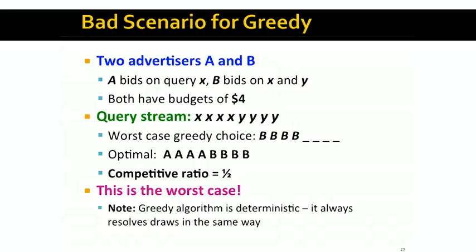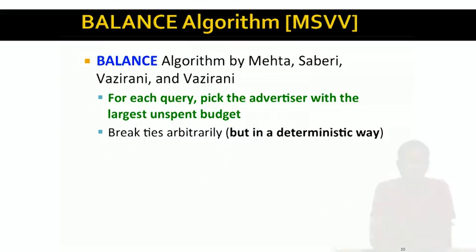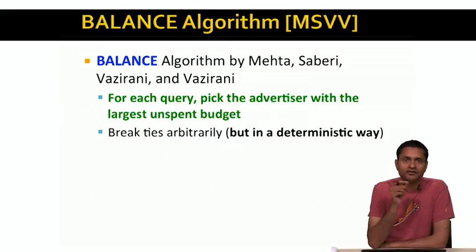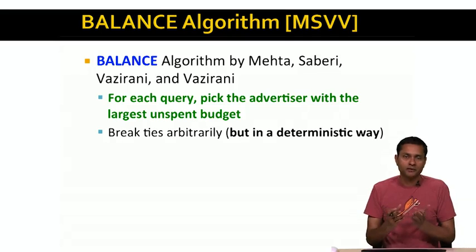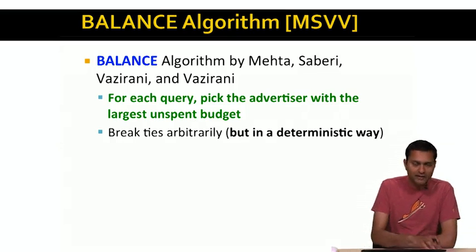And it turns out that there is, and it's a very simple algorithm called the balance algorithm. The balance algorithm uses a very simple heuristic. For each query, it assigns that query to the advertiser with the largest unspent budget, or the largest balance, hence the name, the balance algorithm. If there is a tie, for example, if there's a query and there are 2 advertisers, each of whom have an equal balance, then the balance algorithm breaks ties arbitrarily, but in a deterministic manner. Let's look at how the balance algorithm deals with the example that we just saw.